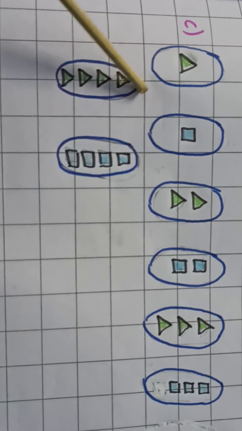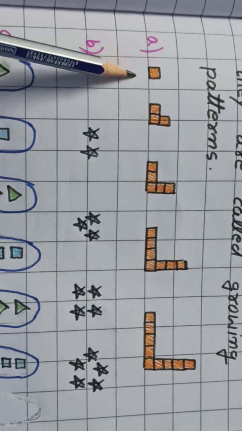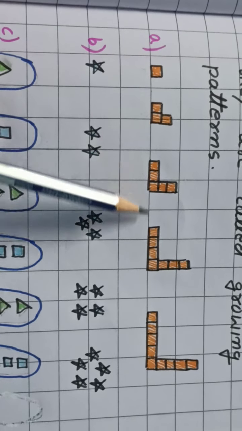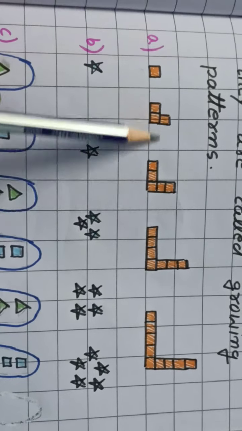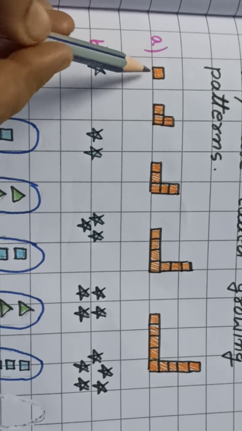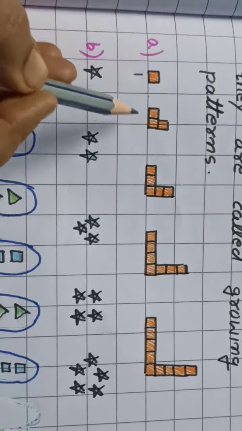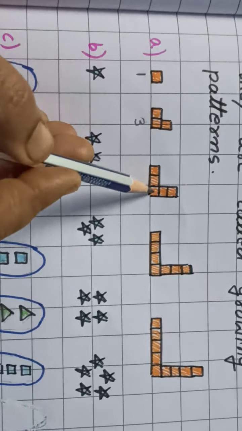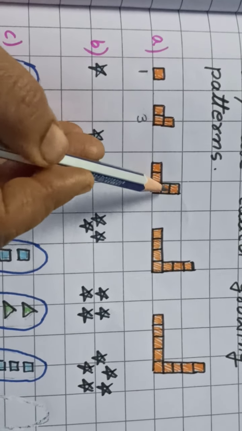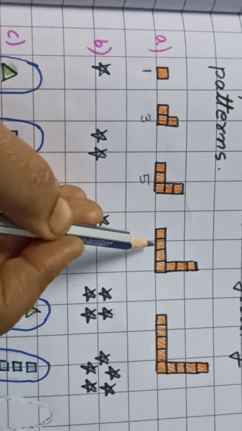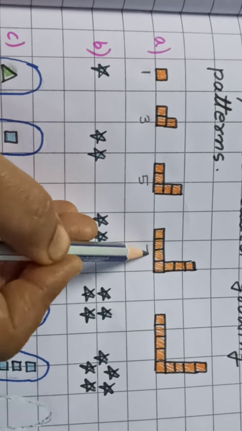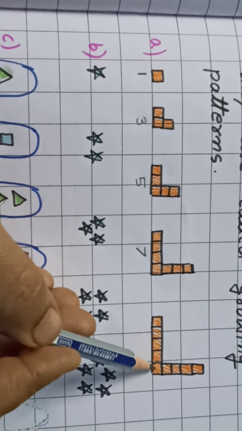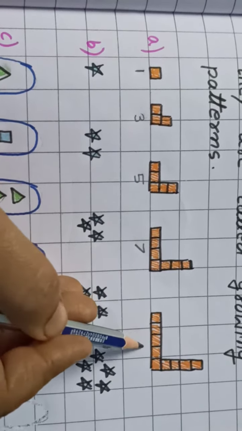Now let's look at the next one. Observe carefully. Here is a series of blocks which is growing. Here how many blocks? 1 block. Here is 3: 1, 2, 3. Now how many blocks are here? 1, 2, 3, 4, 5. And here when you count, you will get 7 blocks. Then here 1, 2, 3, 4, 5, 6, 7, 8, 9 blocks.